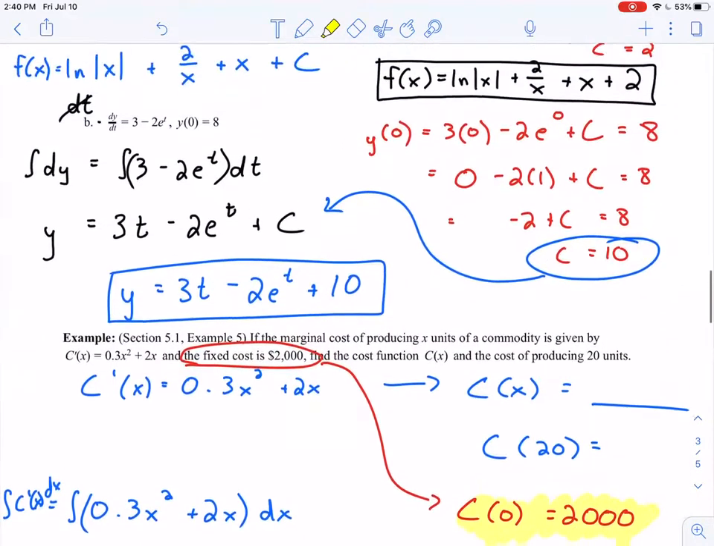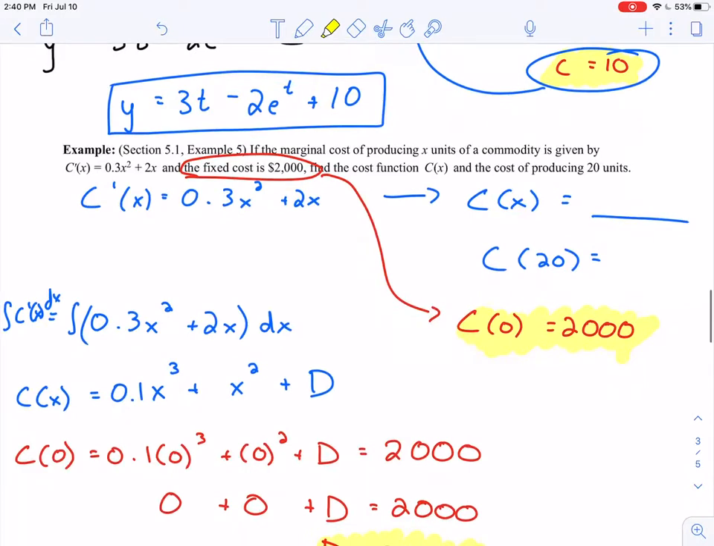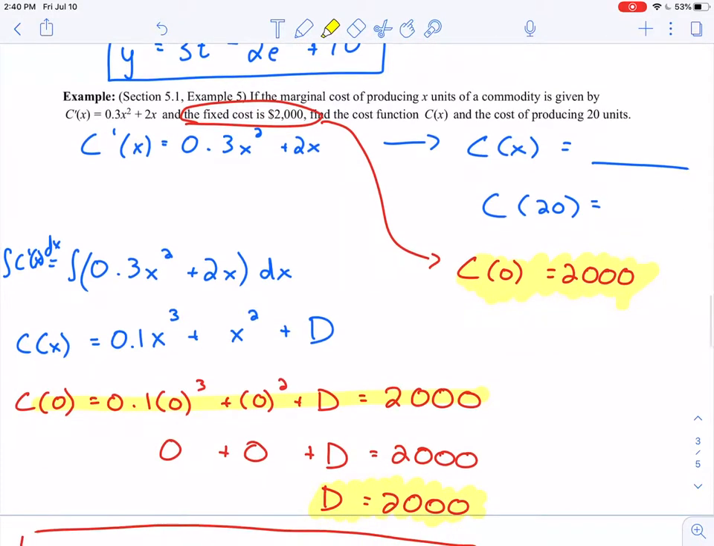Look back at our last example. Here we said y of 0 is equal to 8. Notice that our constant of integration was not 8. It was 10. So we want to be careful. You do need to go and actually plug in 0 for x and set your function equal to 2000 to solve for that variable. Otherwise, it's going to be really, really easy to make a mistake when you are solving for that constant of integration.